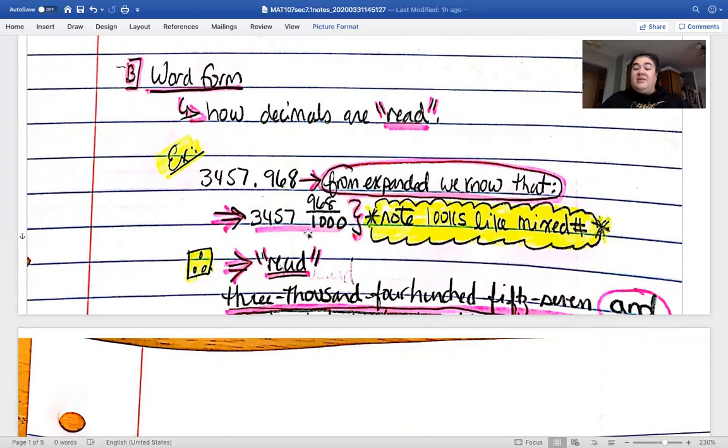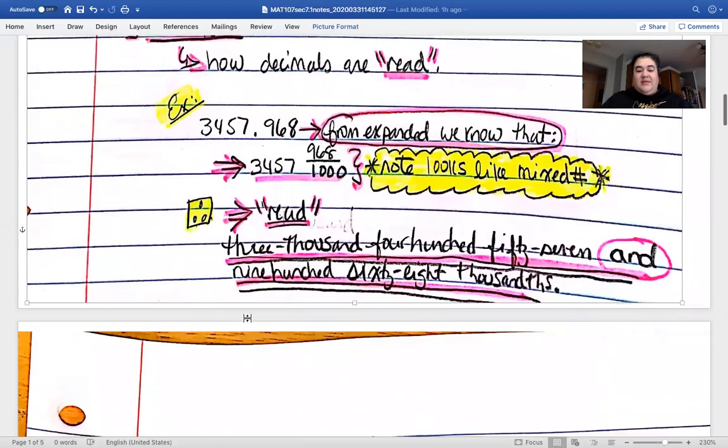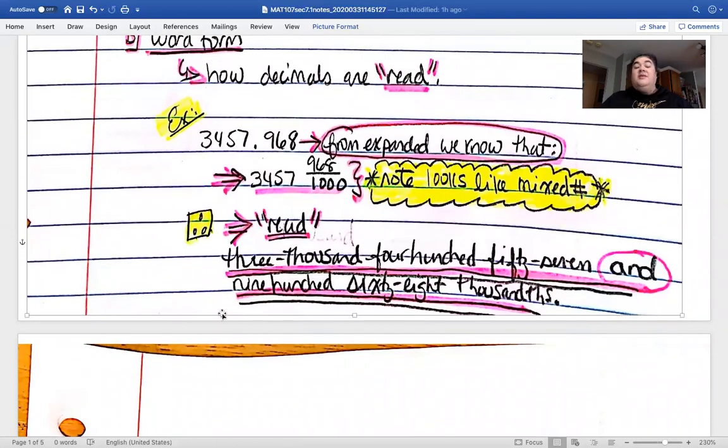And the way we read this, of course, is 3,457 and 968 thousandths. Okay, so it's very important that you know how to use the word and for the decimal point. Read the number from left to right, and then make sure that you put in that last name for where that last non-zero digit was on the right-hand side of the decimal point.